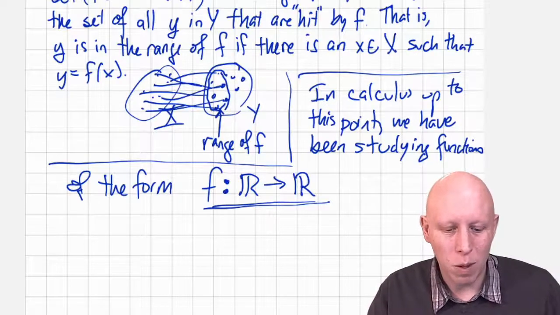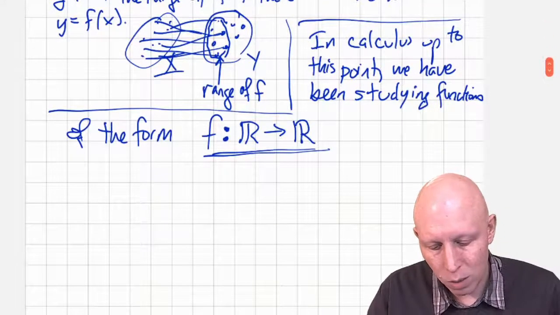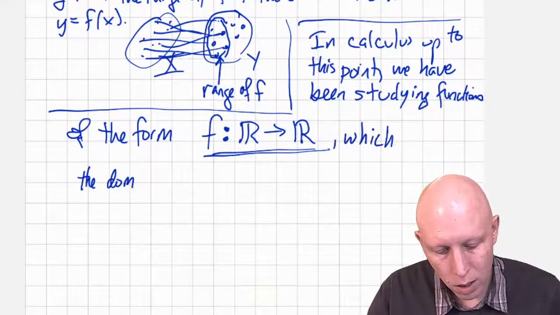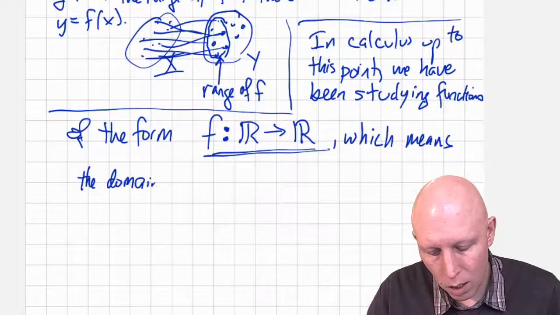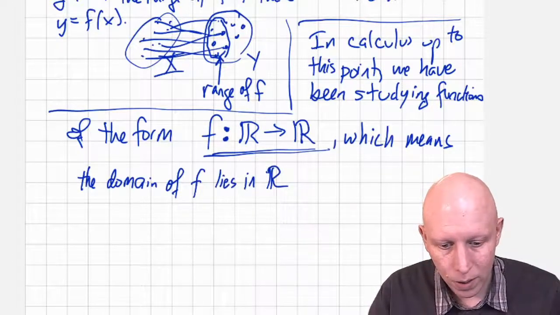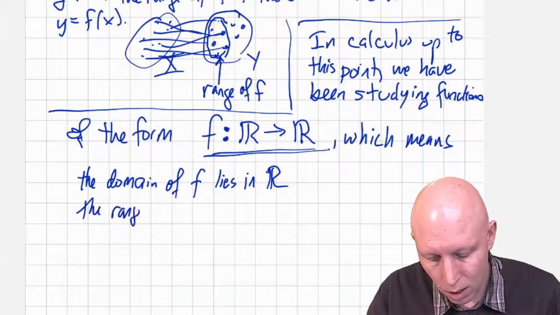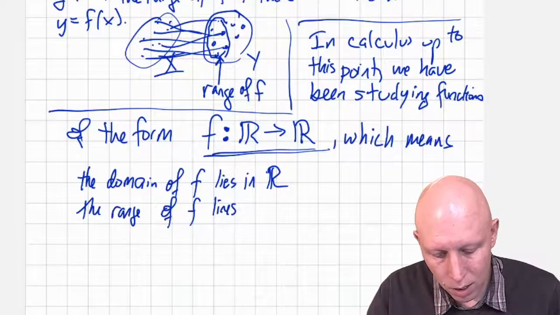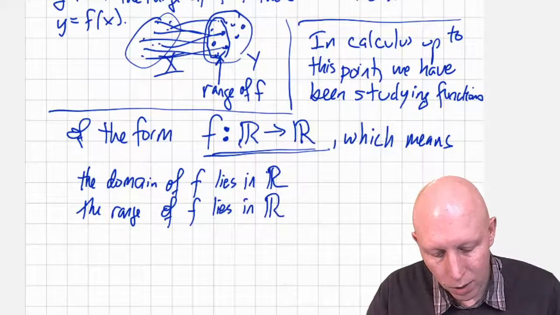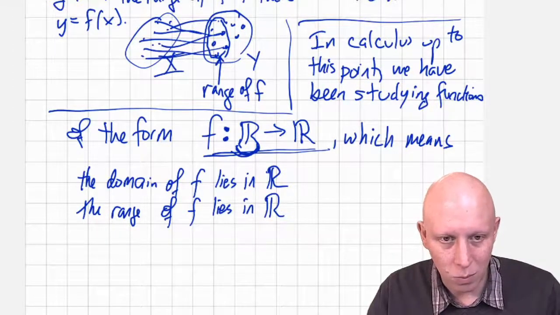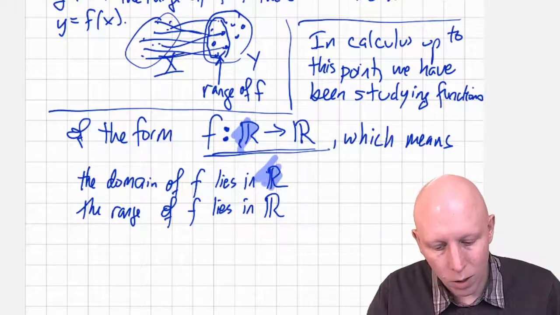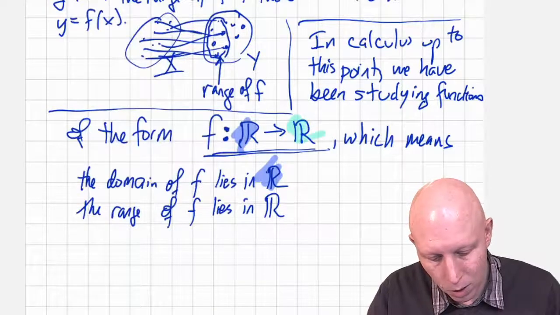When I write this, I'm being a little bit sloppy, because what this means is that the domain of f lies in R. It's a subset of R. And the range of f lies in R. So this first R tells you where the domain lies, and this second R tells you where the range lies.